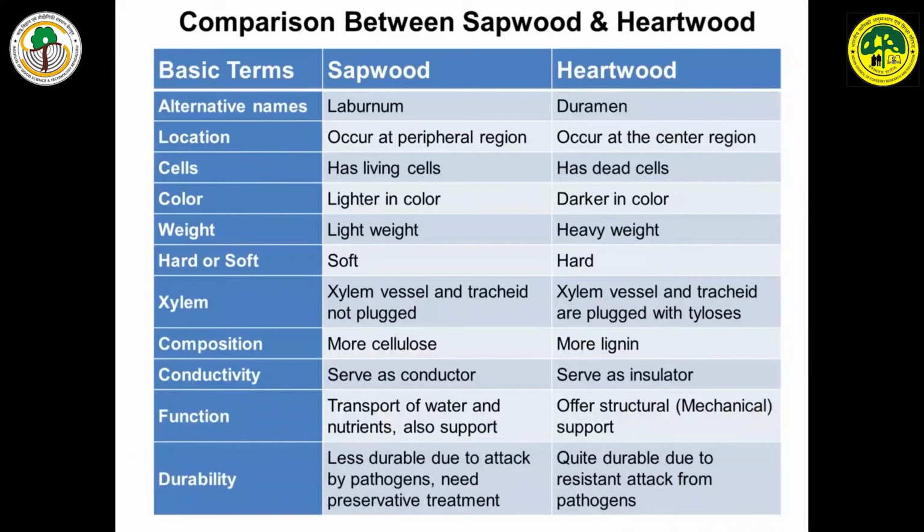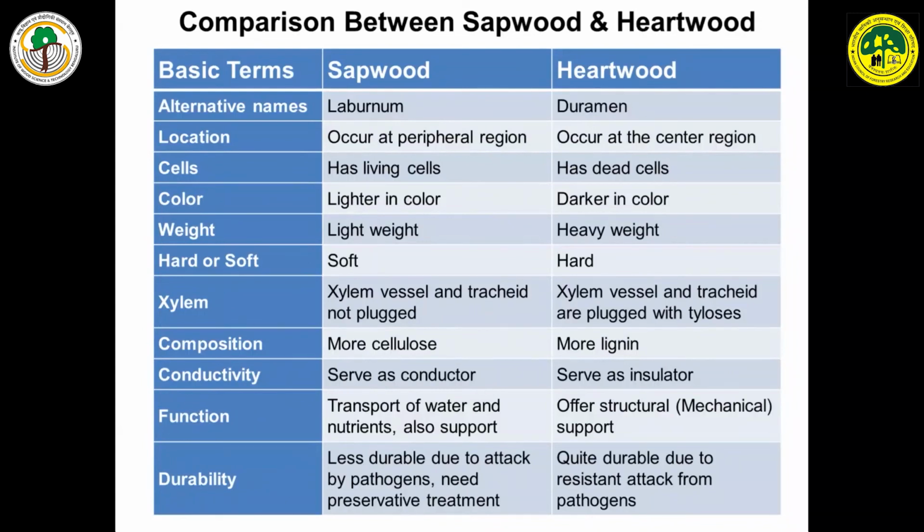Like location, sapwood is peripheral, that is on the outer side, and heartwood is found in the center region. Cells: sapwood has living cells, whereas the heartwood has dead cells. Color: sapwood is lighter in color, and heartwood is darker in color. Weight: generally the sapwood is lighter in weight compared to heartwood, whose density may be slightly heavier.